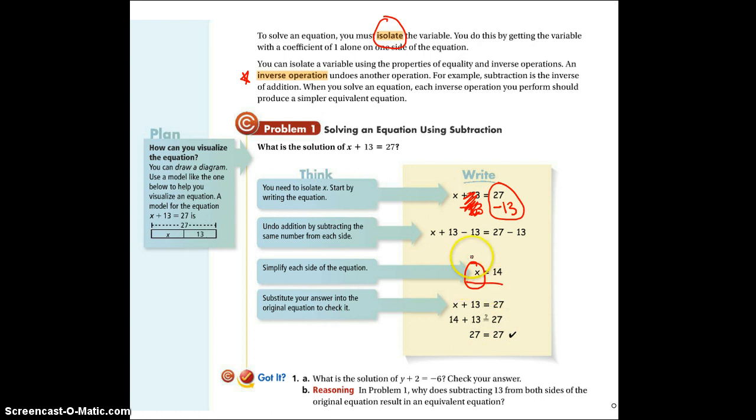And now I have my answer, and of course we can always check it. Take the 14 and plug it back into the original problem. So that's what they did right here. They checked their solution by taking the 14 and plugging it in for the x. 14 plus 13 makes a true statement, which we talked about last chapter. We want to make true statements.